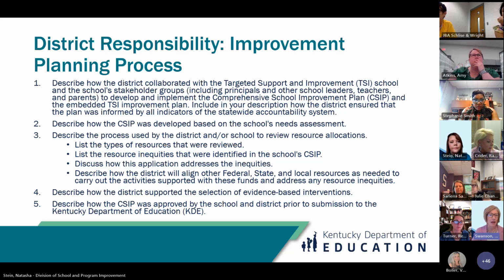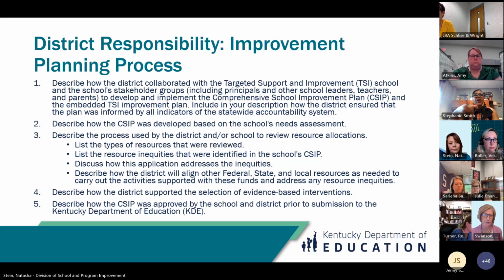It asks you to describe how the district collaborated with the TSI school and the stakeholder groups to develop and implement that CSIP, including that embedded TSI improvement plan. And you're asked to include in that description how the district ensured that the plan was informed by all indicators of the statewide accountability system. So their plan should have taken all those indicators into consideration and prioritized what they saw in there.